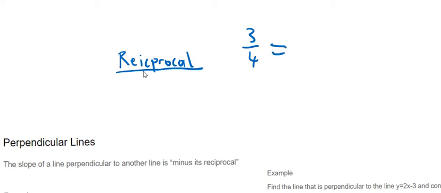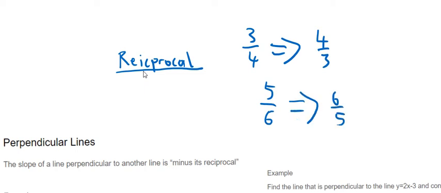So if I was to say what's the reciprocal of 3 over 4, it would be 4 over 3. If I was to ask what's the reciprocal of 5 over 6, it would be 6 over 5. So reciprocal just means you're putting the bottom number on top and the top number on the bottom.